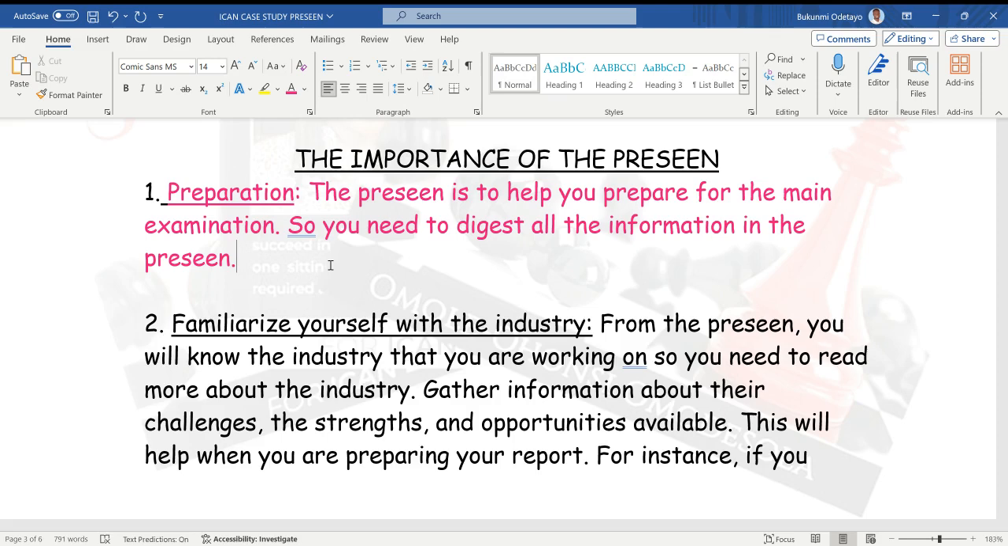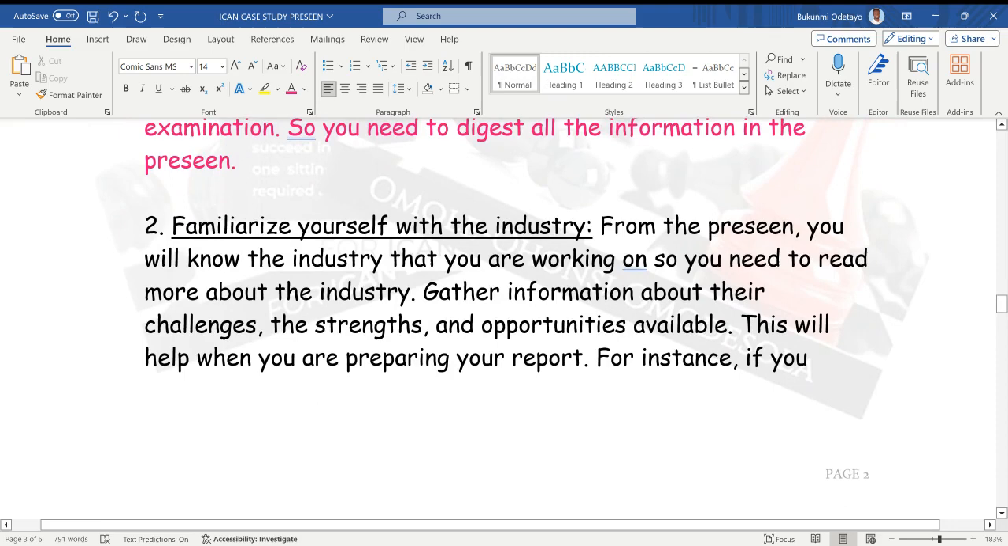But please don't do that for case study examination. Please get a paper and pen, write down, okay? You understand? So digest all information, scatter it, do it from cover to cover, right? So it's given to you to prepare you for the examination, so you will not come confused and lost and blank. So that's the importance of the preseen. And that thing again is to familiarize you with the industry.